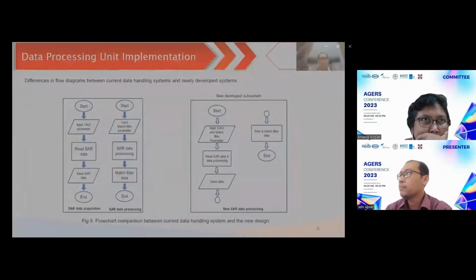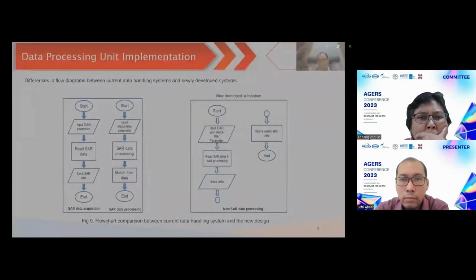In this slide, you can see the difference in flow diagram between the current data handling system and the newly developed system. In the current data handling system, you can see two steps of processing. The first one is to collect, or acquire, the data. The second one is to process the data with the match filtering algorithm. But with the newly developed subsystem, you can collect the data, save the raw data, and also process the raw data to match filter and save the match filter data in one process.